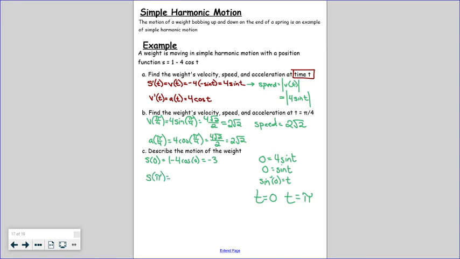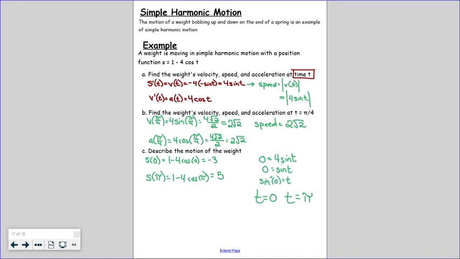time? Pi seconds. So at pi seconds, if I look at my position function, 1 minus 4 cosine of pi. Cosine of pi is -1, right? So 4 times -1, that would be 4. 1 plus 4 is 5. So there it is. There's our minimum and our maximum, right? Minimums and maximums happen at zeros of our velocity.